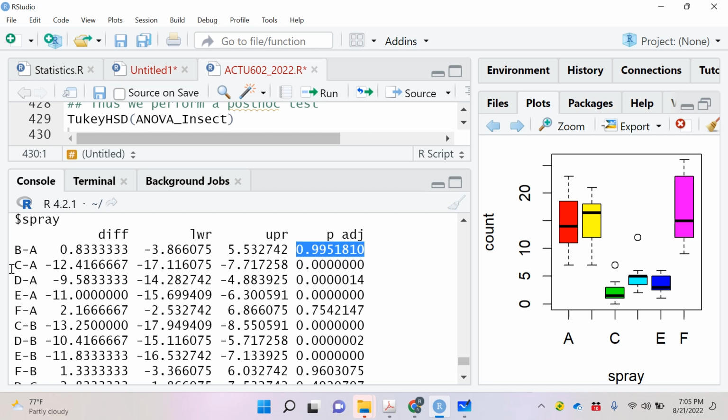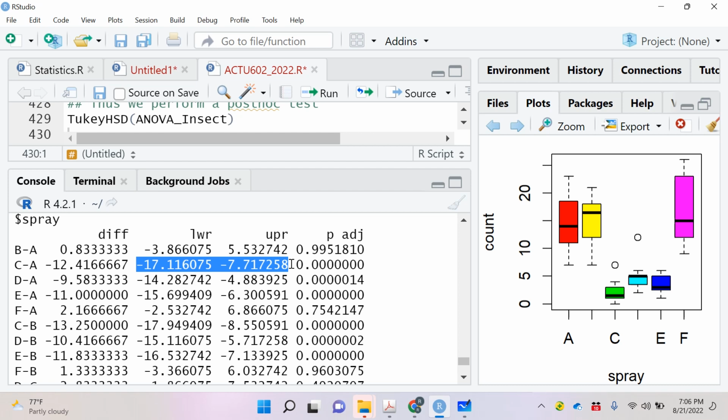We move on to A and C. A and C, the difference is quite large, negative 12. What can you say about A and C? A kills more insects than spray C. Now we have to check whether this difference is significant. It does not include 0. So what do you say? It is not significant. Are you sure? The difference is significant. Yes.